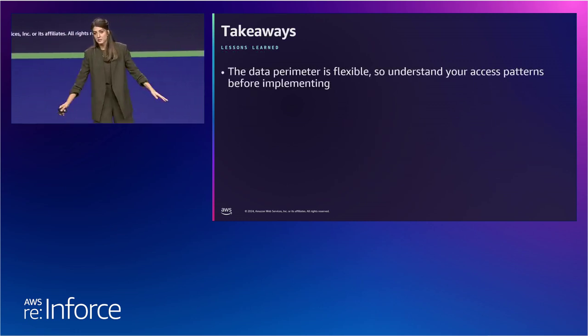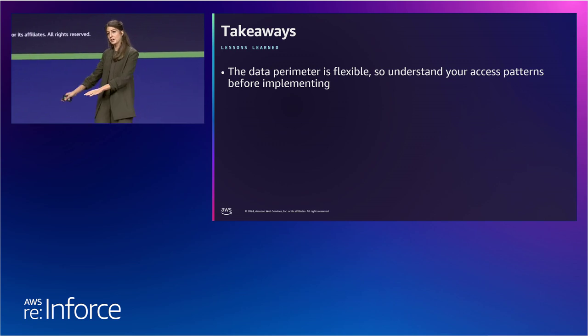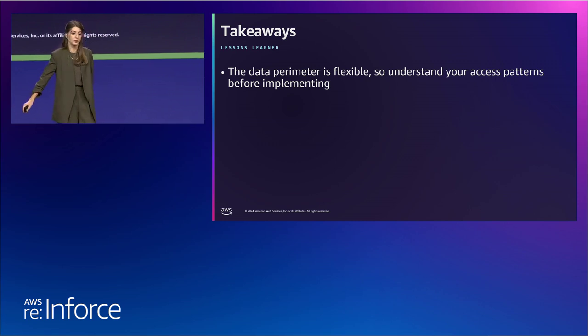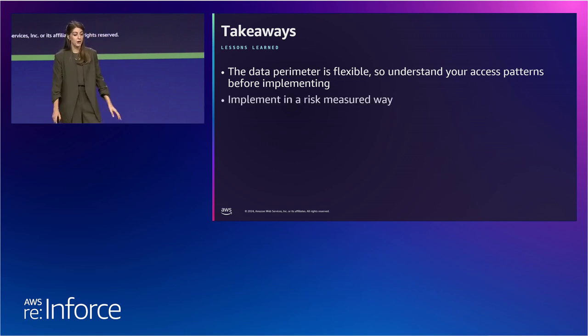So some takeaways and lessons learned, as we definitely didn't have enough time to go into all the obstacles that we faced. The data perimeter is flexible. I know Laura mentioned this on her last slide. So understand your access patterns. The data perimeter doesn't need to be configured in the same way. And in our case, it didn't need to be rolled out in the same way. We used an OU model, but there are plenty of other risk-measured ways that you can roll out the data perimeter and achieve the same results.